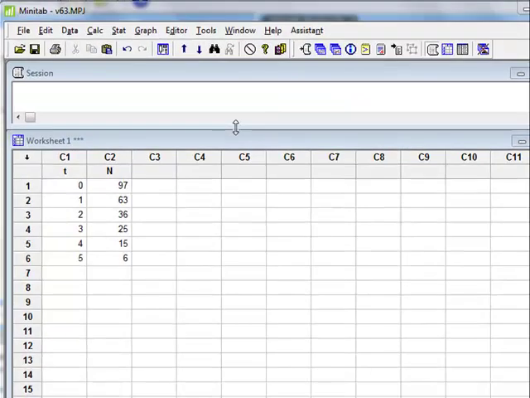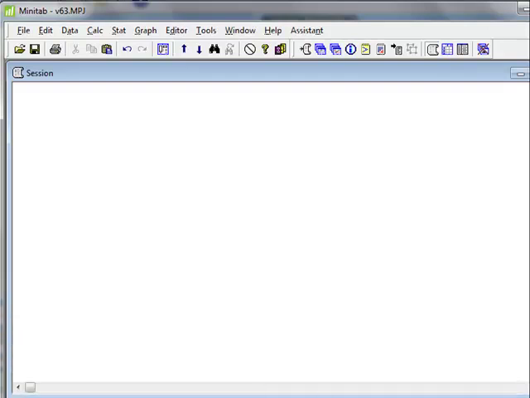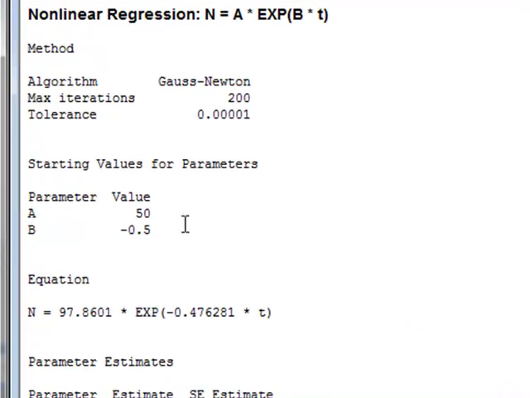OK. Minitab carries out an iterative analysis to derive the best fit values for a and b, and the results are stored in the session window. We can see that it has recorded the starting values of a and b as 50 and minus 0.5, and it gives the final derived best fit equation as n is equal to the value of a, 97.86, times exponential minus the derived final value of b as minus 0.476 times the time t.